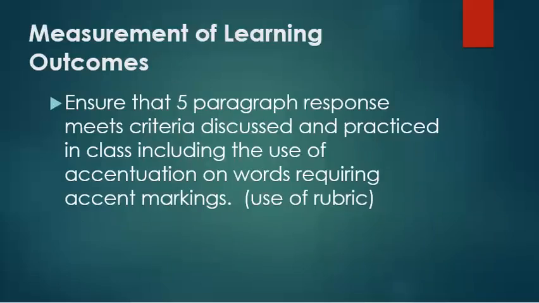So the measurement of learning outcome will be to ensure that the 5-paragraph response meets the criteria discussed and practiced in class. So it's including the use of accent markings and words requiring those marks. So overall, the artifact that I'll be collecting will be the 5-paragraph response from students.